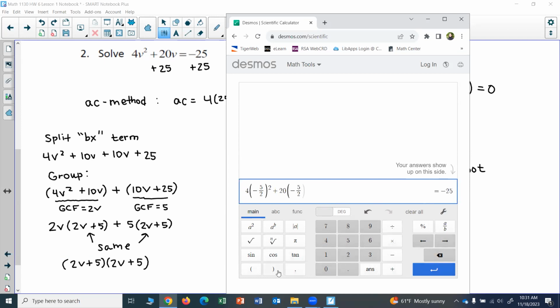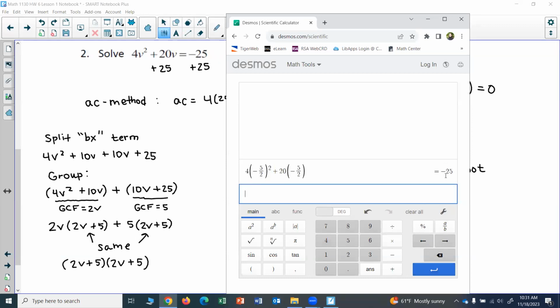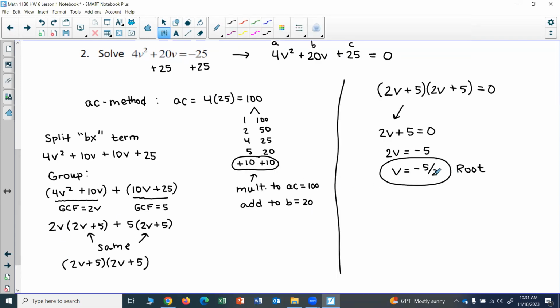And if I've done my problem correctly, I should get a negative 25. So negative 5 halves is the correct answer, because when I plug it into the original, I get the correct answer. The two sides of the equation are equal. So I've got v equals negative 5 halves as my final answer.